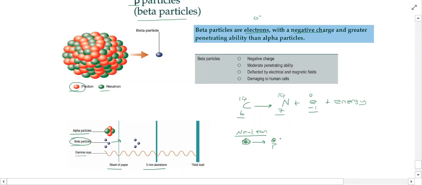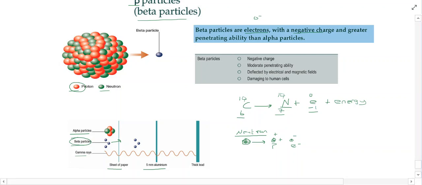Let's represent that with a P. It breaks down basically into a proton and an electron. This is your electron. Protons are positively charged, electrons are negatively charged. This proton stays within the nucleus and it changes the atomic number of carbon to 7. Now we know that an atom is defined by the number of protons that are present. So when the number of protons changes to 7, it changes to a different atom, and in this case it has changed to nitrogen.